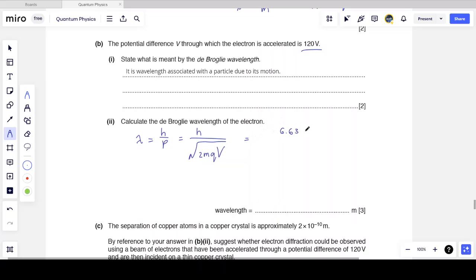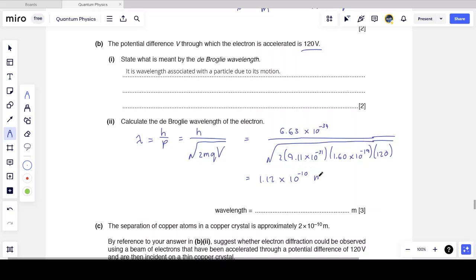Planck's constant, 6.63 times 10 to the minus 34, divided by the square root, remember the square root is only in the denominator, of 2 times, and be careful, this is the mass of an electron, 9.11 times 10 to the minus 31, times the charge of an electron, which we know is 1.6 times 10 to the minus 19, and the potential difference through which it's accelerated is 120 volts. Putting this all in my calculator, I get this to be 1.12 times 10 to the minus 10 meters.